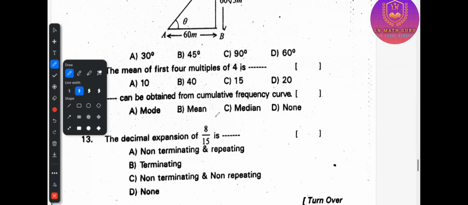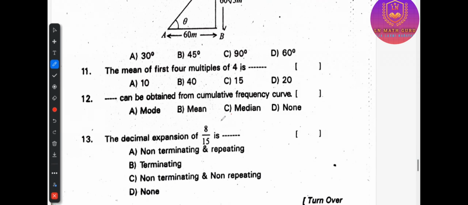So next question, dash can be obtained from the cumulative frequency curve. Already we know that median can be obtained by the cumulative curve, because we have the less than cumulative or more than cumulative means upper boundaries or lower boundaries can be taken on x-axis and less than cumulative on y-axis. So that's why we can draw a graph, from the graph we can draw the median. So that's why median can be used for the cumulative frequency curve. So the option will be the C here I can give.